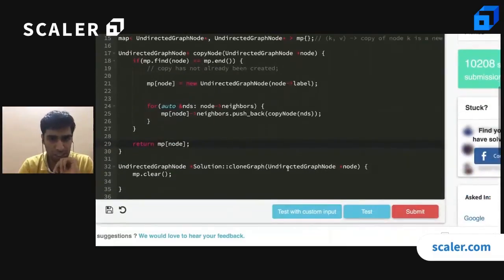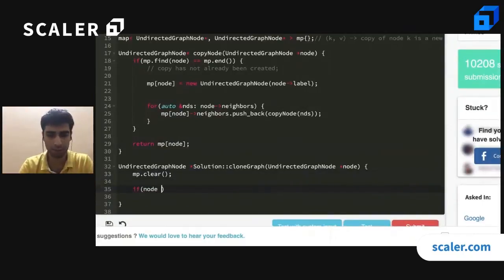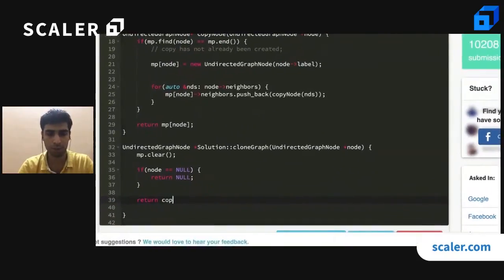Initially, I will have to make a check that if node is equal to null, because if a node is null and I pass it to my function, then mp.find(null) might represent something, or return mp[null] might be undefined. So if node is null, I just return null. That means there is no copy of a null graph. Else I just return copy node of the starting node, which is node. I think this should work.